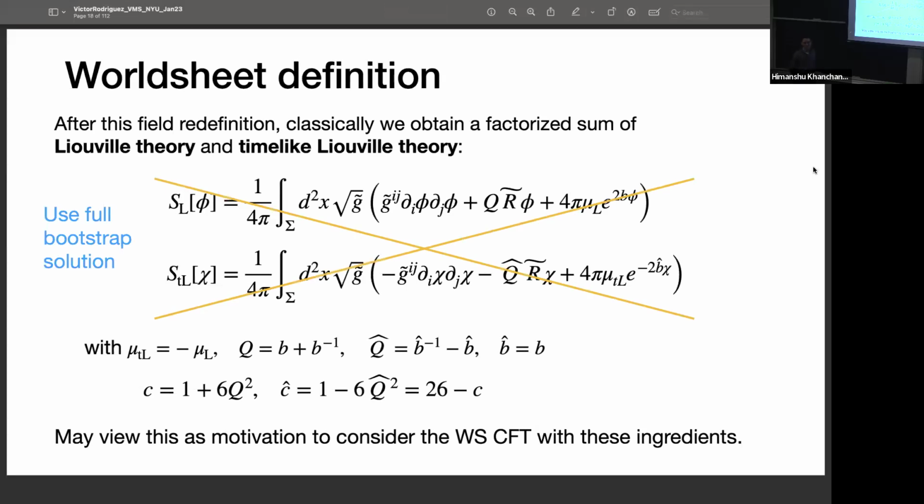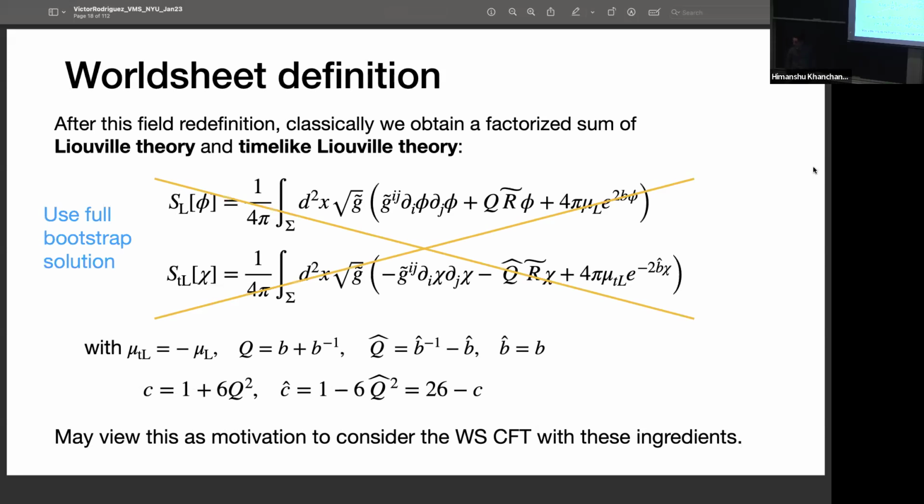The main point is that this was maybe a motivational thing, but of course we're not going to use these classical actions. We'll use the full boost resolution, which luckily for us is available, and we don't have to do anything perturbative in this sort of action. We can just do it non-perturbatively with the CFTs.